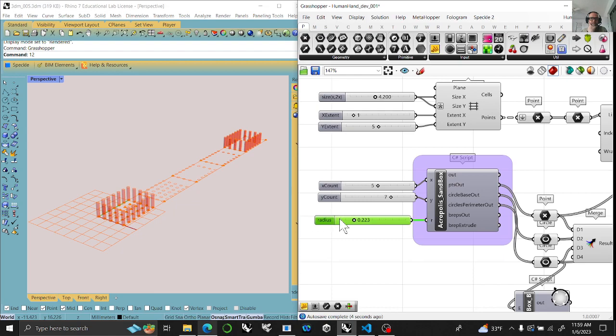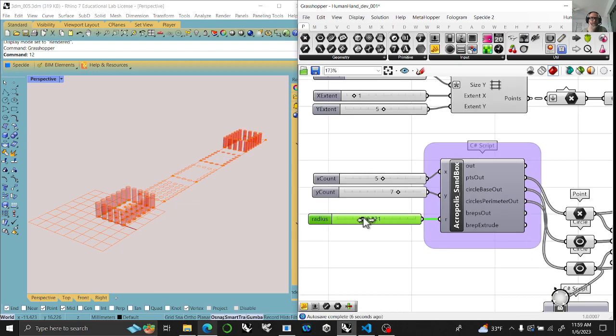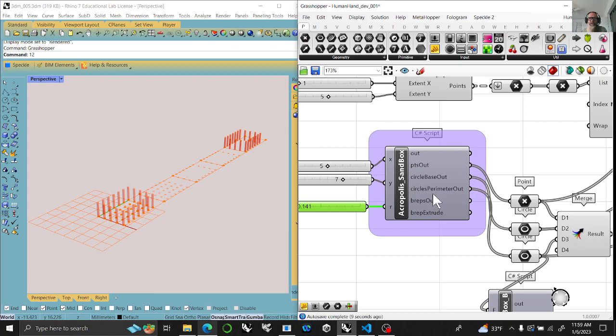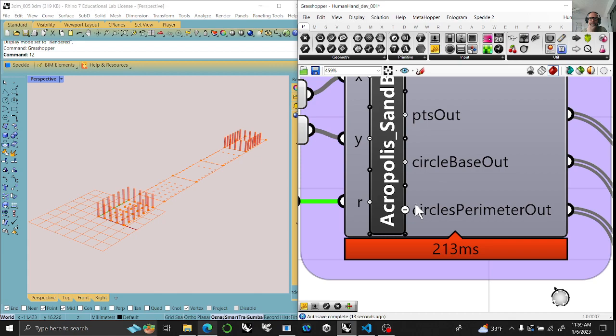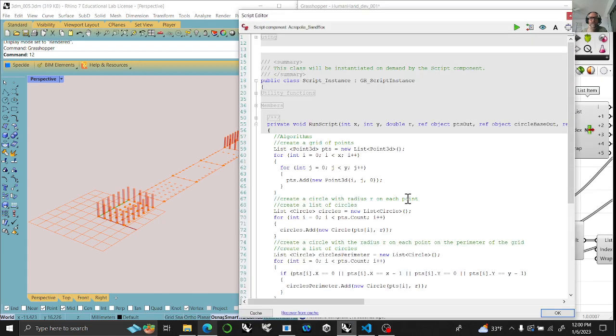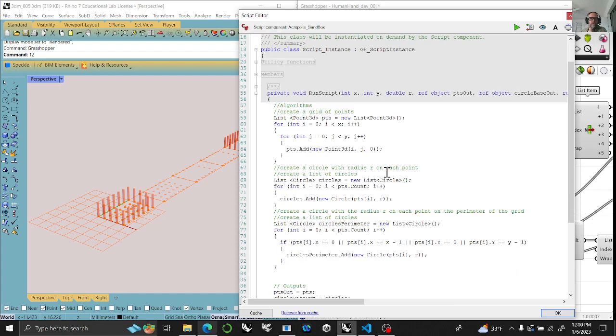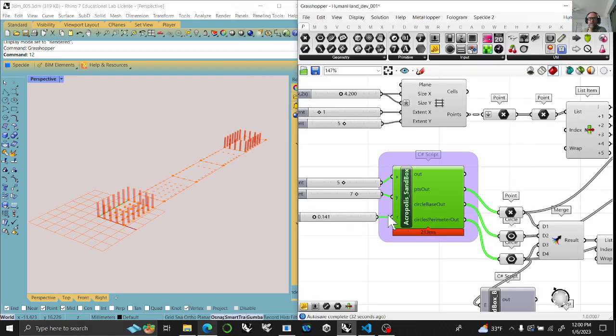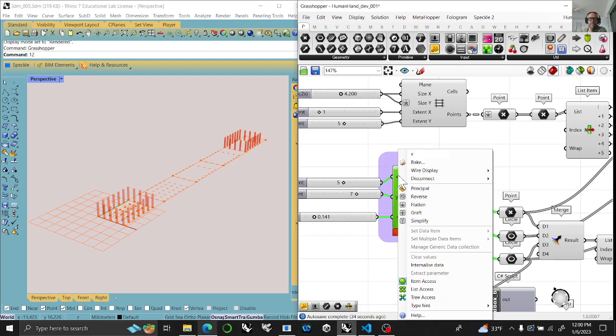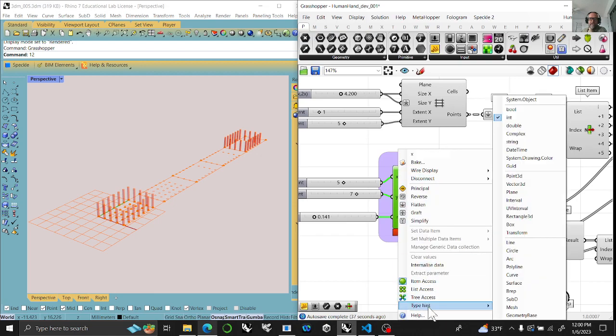I can produce the radius of each column as it goes up, and I thought that was enough. In fact, when I got to taking out the breps and the brep extrude, I didn't find it was necessary. So the script was basically creating a grid of points. Then it was creating circles with a radius of r, so that's parametric as an input up here, double r. And the only thing you have to remember with your C# nodes is that you have to set your types, and you have to make sure that these are accurately brought in as the access and as the types.